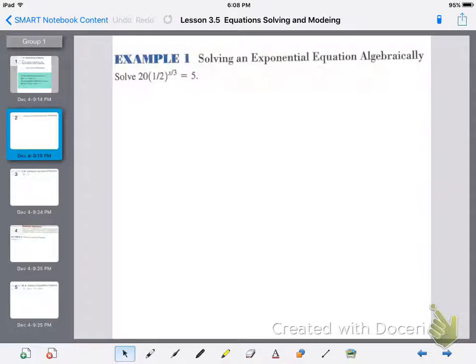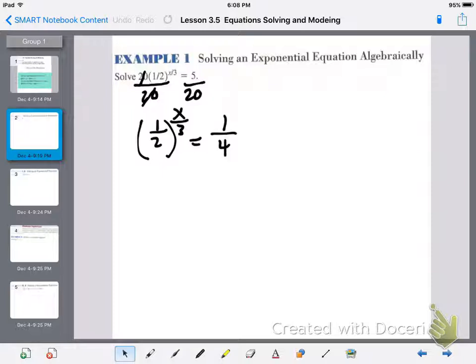Now, when we do an example, we have this equation and the variable is in the exponent, so we have to figure out a way to solve this. Well, what happens first is this: you must get the parentheses squared by itself. So the first thing I'm going to do is divide both sides by 20. So that takes care of those. I have 1/2 to the x over 3 power equals 5 over 20, which reduces to 1/4.